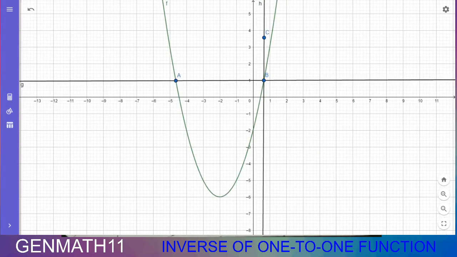So, ibig sabihin, si f of x is equals to x squared plus 4x minus 2 is not a one-to-one function, o wala siyang inverse of a one-to-one function. So, wala na tayong reason para i-solve pa tong example number 3 natin. Okay? So, tumungo na tayo sa another example.